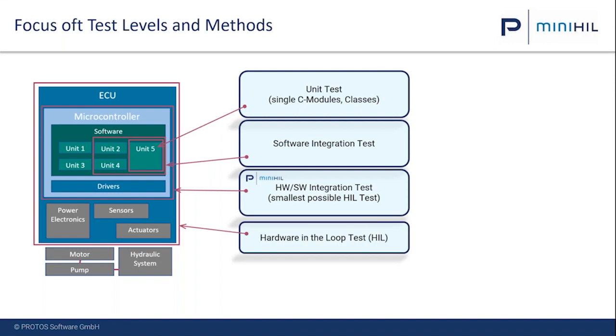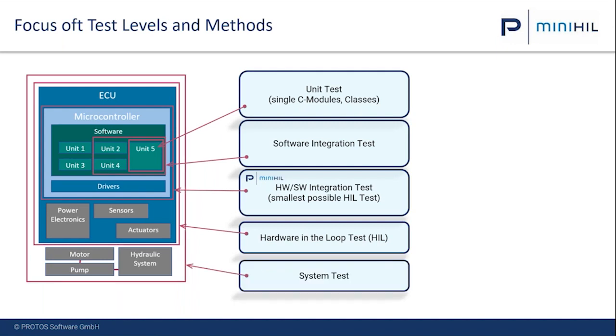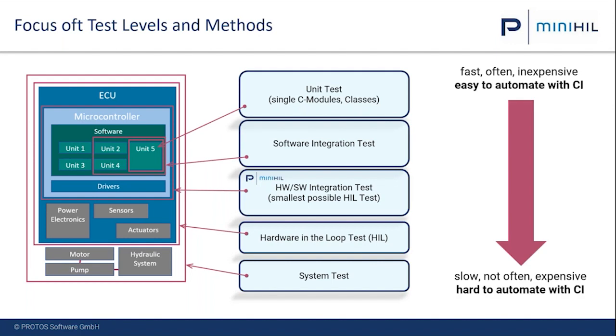The next level would be a hardware in the loop test, so a big hardware in the loop test with sensors, actuators, power electronics, and so on. That's already very expensive and very slow and hard to automate. And the system test usually is really hard to automate. So that's usually not done automatically. So the effort from the unit tests down to the system tests is increasing by orders of magnitude. And it's also really hard to automate a system test, and it's relatively easy to automate a unit test or a hardware software integration test.